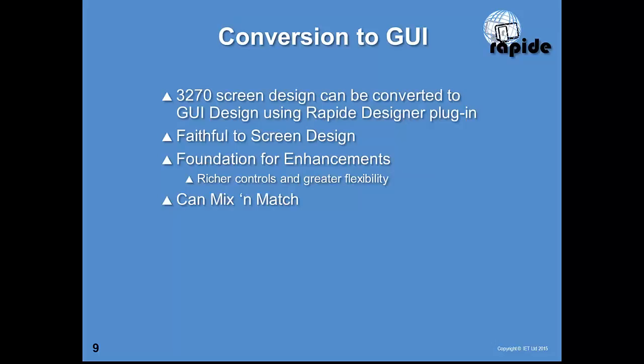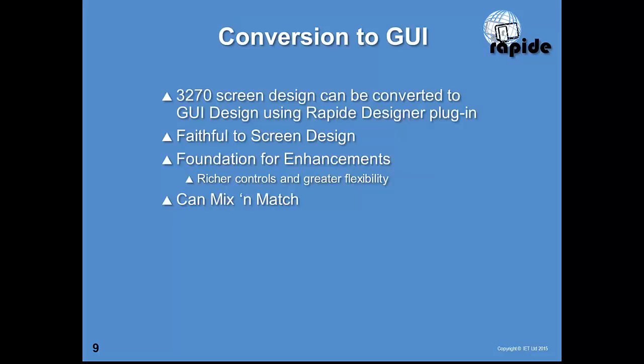So for example, if you had a personnel application and you wanted to put a picture of the person on the window, then you can't place a blob image into a screen design, but you can with Rapide place a blob image onto a GUI design. So that particular screen could be converted to a GUI to allow you to place a blob image on the screen. But the big benefit of doing it with Rapide is you can mix and match.